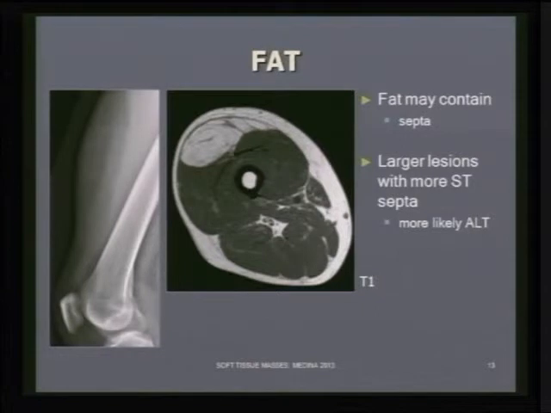Now, fat may contain septa, and sometimes we can see this if they're thick enough on the plain radiograph. So this is another fatty tumor in the anterior aspect of the thigh, overlying the quadriceps musculature, and you identify thin septa within it on both the plain film and on the corresponding axial T1 weighted MRI. And when you have more septation within the lesion, it's more likely that we're dealing with an atypical lipomatous tumor rather than a simple lipoma.